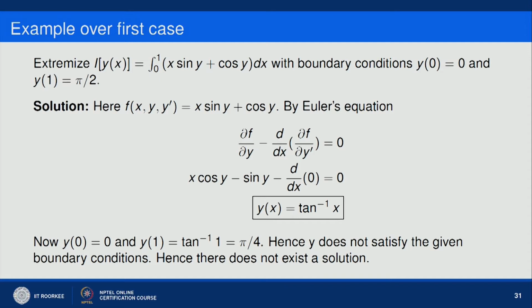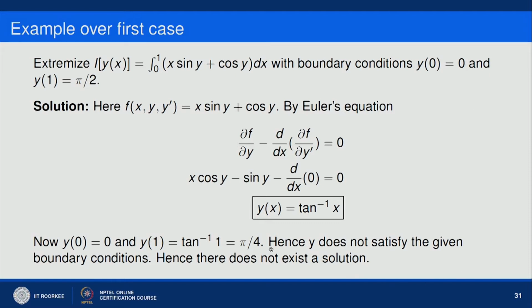Now coming to the boundary condition. The boundary conditions are y of 0 equal to 0 and y of 1 equal to pi by 2. If you take x equal to 0, then tan inverse 0 is 0, but if you take x equal to 1, then tan inverse 1 is equal to pi by 4. So this solution does not satisfy the second boundary condition, that is y of 1 equal to pi by 2. So for this particular problem we do not have any solution, or we can say that y of x equal to tan inverse x is not going to extremize the functional with this boundary condition.